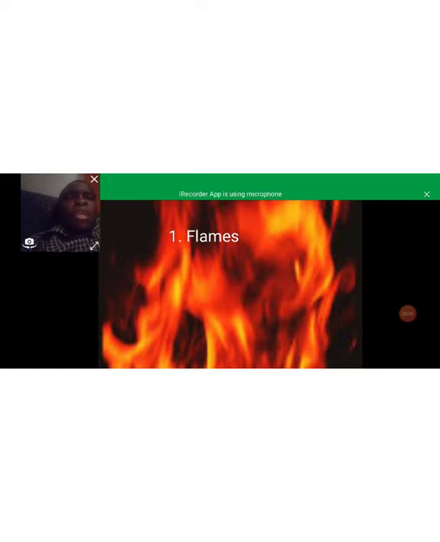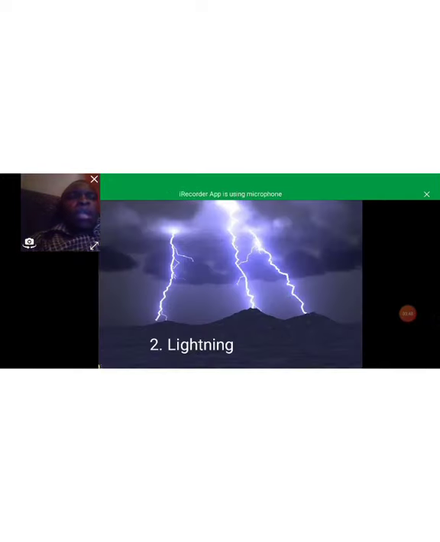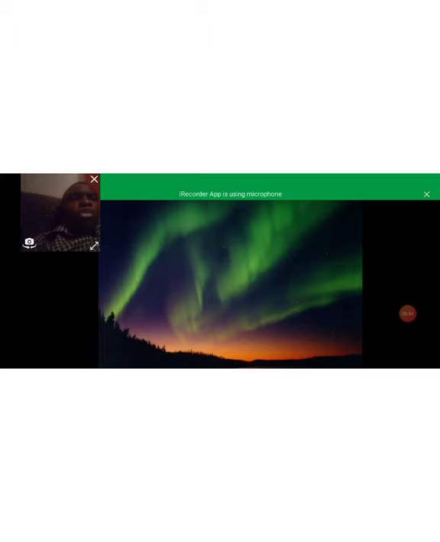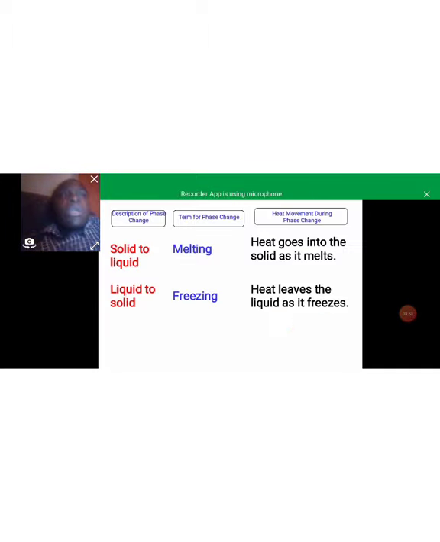Now, what are the examples of plasma? Fire is a typical example of what? Of plasma. Flames, the example of what? Of plasma. Lightning, the examples of what? Plasma. Take note of that. Also, your sun is a typical example of what? Of plasma. Put it at the back of your mind.